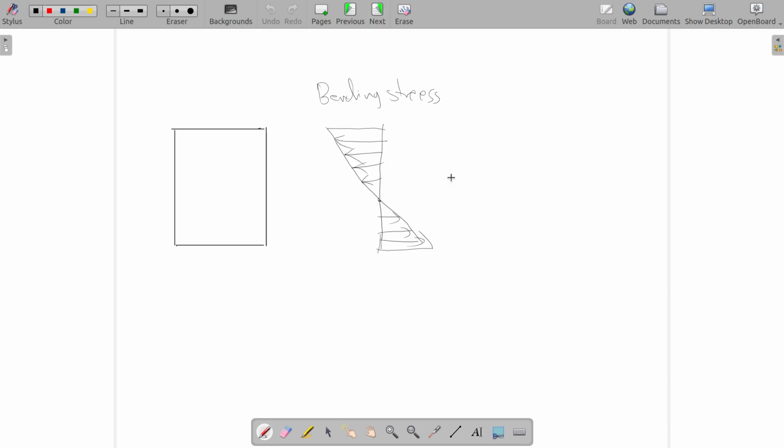So if this is the bending stress profile, the profile for shear stress will look something like this. Shear stress will be zero at topmost and bottommost point, and shear stress will be maximum at the middle, and average shear stress will of course be V by A. The distribution can be calculated using the formula which we have derived, and we can also find out the maximum value of shear stress for different types of cross section, which we will do later.